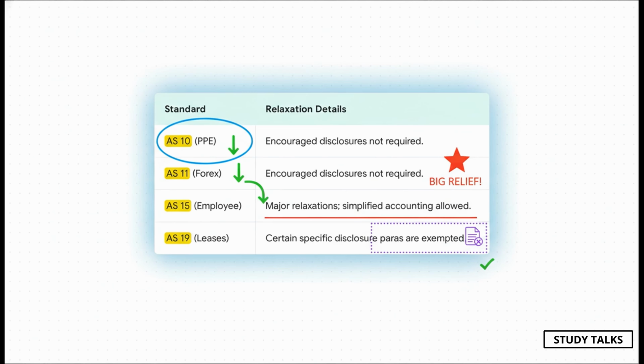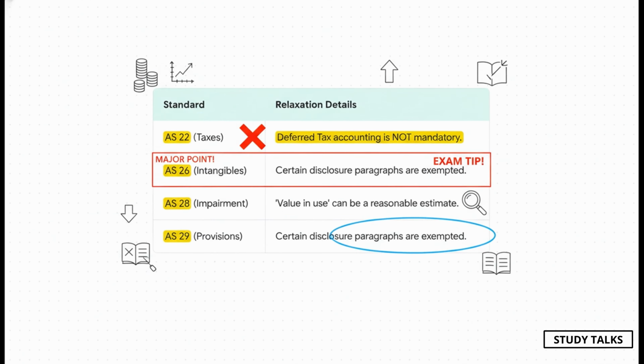And for AS 19, you get to skip some of the nitty-gritty disclosure paragraphs. These relaxations really do make a big difference. Let's keep going with these relaxations, and here's a really big one you absolutely need to remember for your exam. AS 22, accounting for taxes. For an MSME, creating deferred tax assets or liabilities is optional. That is a huge simplification.